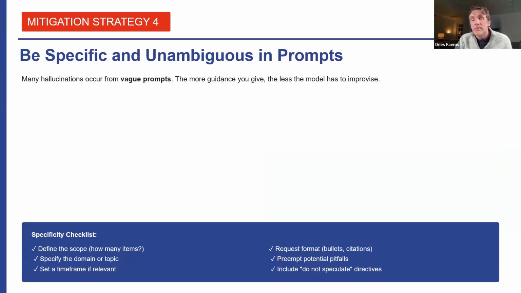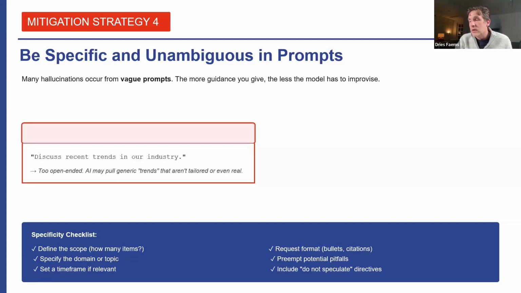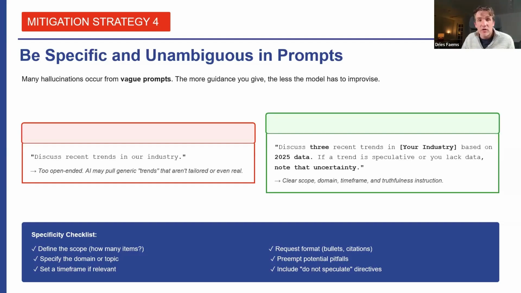And finally, again, be as specific as possible in your prompting. If you just say, discuss recent trends in our industry, that's very vague, that's not specific. So try to be as specific as possible. How many trends? What is your industry? What is the time frame? If you give that information, again, the risk of hallucination will become much smaller. So these are a number of straightforward prompting strategies.